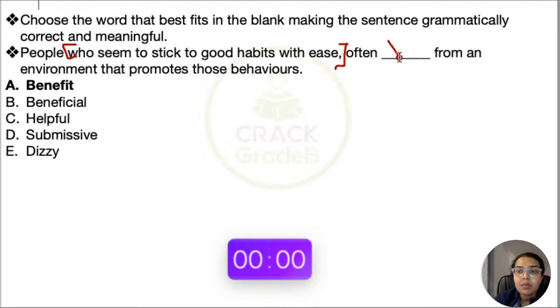So where is the main verb of the sentence? वो तो आपको लगाना पड़ेगा ना. And full वाले words are always al वाले words are always from adjective family. Submissive adjective है, dizzy adjective है, verb एक ही था.